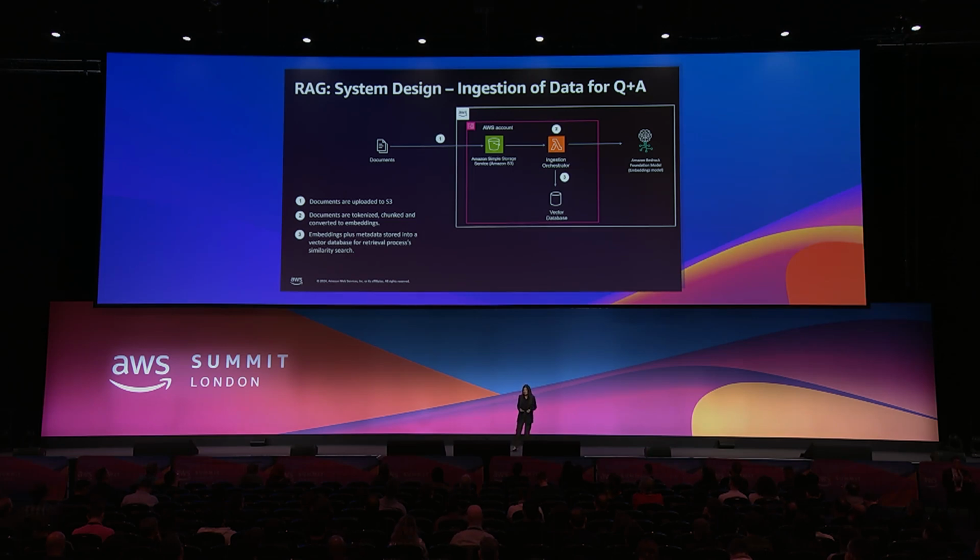Do you always have to use a data store and an embeddings model? No, you don't. You can use any other solution that allows you to do search with natural language. A great example of that is Amazon Kendra, the AWS service that is very commonly used in RAG architectures.